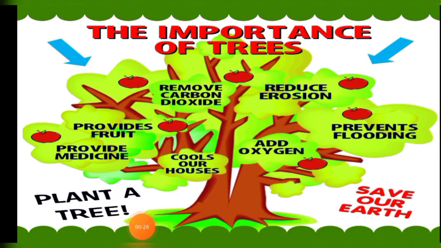Before proceeding further, let us discuss what we had done till now. I have explained to you the importance of trees. Trees provide us fruits, vegetables, medicines, rubber, wood, etc. They remove carbon dioxide and give us oxygen. They cool our houses. Not only this, they reduce soil erosion and prevent flooding.